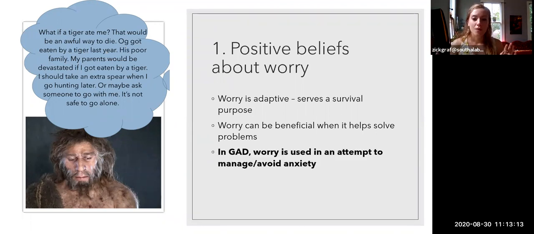So in GAD, worry is used in an attempt to manage and avoid anxiety. When people start to feel anxious, they start to worry in order to try to resolve the anxiety. Because again, worry is intentional. But when people worry, they tend to project themselves into the worst case future scenarios, and that actually just promotes anxiety. So even though it's an attempt to avoid by problem solving, worry really only exacerbates and maintains anxiety. So the key here to positive beliefs about worry is that people with GAD often believe that worry is the only way they can solve their problems. And our goal as therapists is to help them see that that's not true.